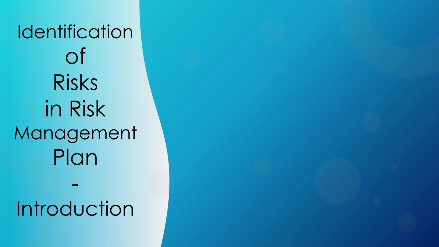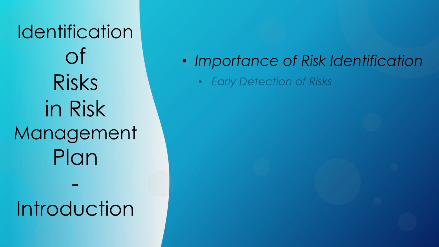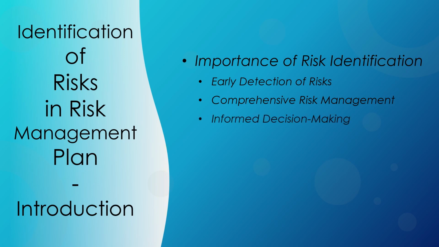Let's get started. Risk identification is a crucial process in project risk management for several reasons. Identifying risks early in the project lifecycle allows project managers to develop effective risk response strategies, reducing the likelihood of adverse impacts on project objectives. A thorough risk identification process ensures that all relevant risks are considered, minimizing the chances of overlooking critical risks. By identifying potential risks, project managers can make informed decisions regarding project planning, resource allocation, and stakeholder communication.